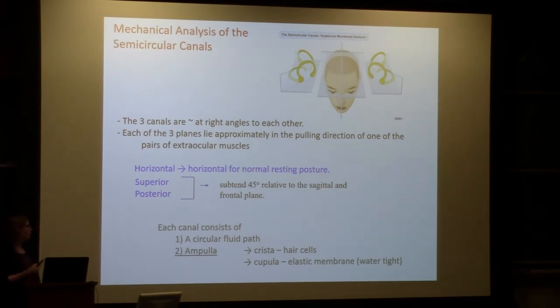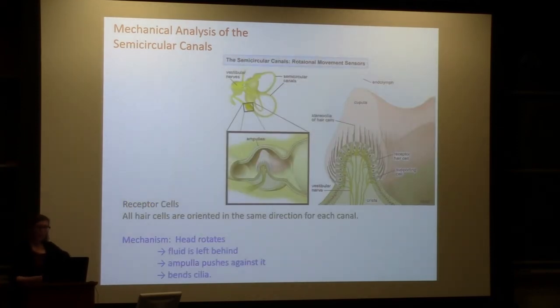And as I already mentioned, each canal consists of a fluid path that comes in and out of the utricle. And then there's this little bulge here. On one side, the bulge is called the ampulla and has the hair cells inside of it. So here we're going to blow up one of these ampullae. The hair cells sit in this structure, which looks kind of mushroom-shaped. Again, the swelling is called the ampulla. The actual sensory epithelium where the hair cells sit is called the crista.